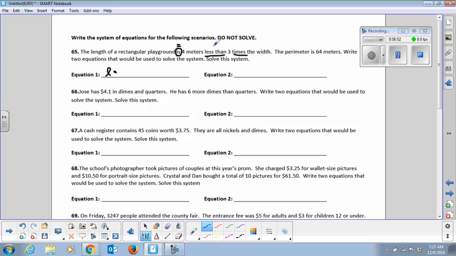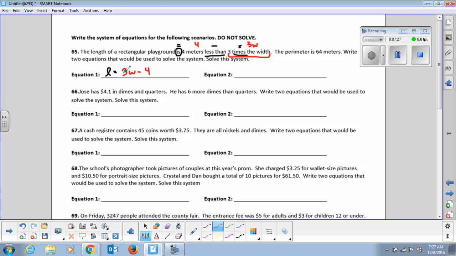Less than means subtract. 3 times means we're going to be multiplying. So we're doing 3 times the width. So this whole line right here, 3 times the width, is the same as me saying 3W. And then we have 4. And less than, it is subtraction, but if I put 4 minus 3W, that would be incorrect. Less than means you need to switch the order, so it's 3W minus 4. So that's my equation for my length.